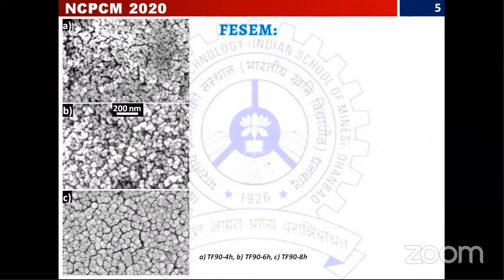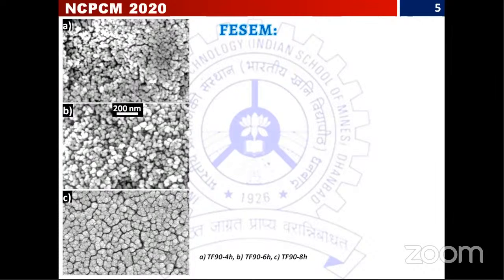When we looked at a higher magnification image, I have not included the image here, we could clearly see that these spherical particles visible here are actually made of tiny, very tiny particles. So these are actually agglomerations. As we move on from 4 hours to 8 hours, the particle size is increasing, and as we reach 8 hours, besides the increment in particle size, we notice some cracks on the film surface, which can deteriorate the film quality.